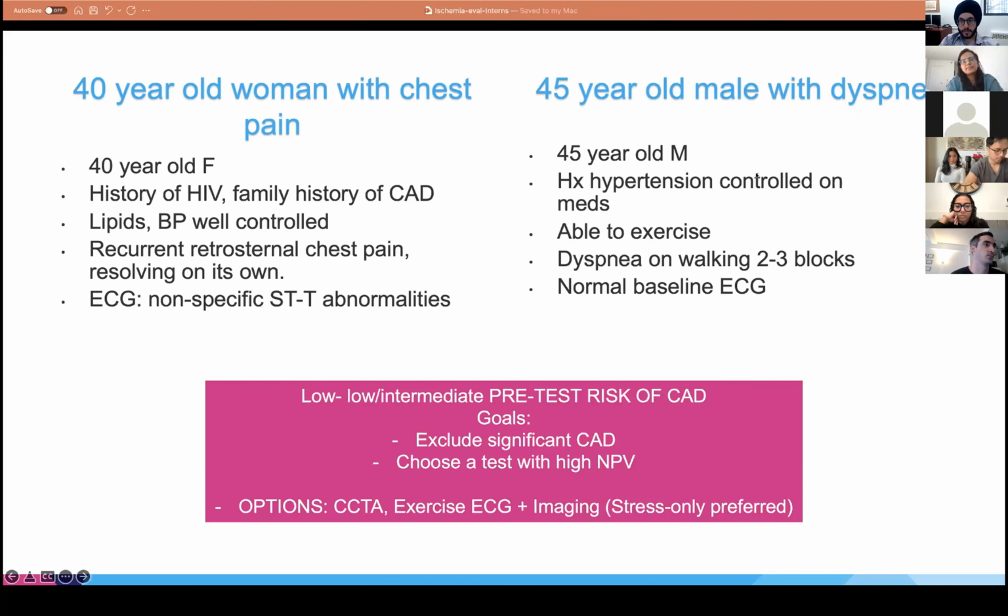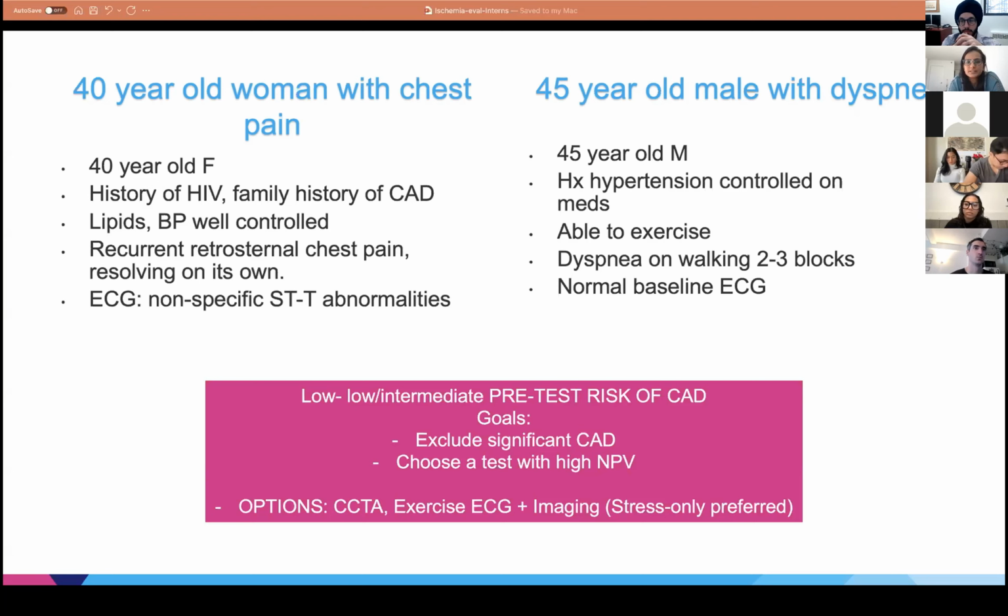And then on the right, you have another man, again young to middle-aged, a 45-year-old man. He has hypertension. He is able to exercise, but he's having dyspnea on walking a few blocks. You do a baseline ECG and it's normal. So these two patients, I would say, are on the low range in terms of the pretest likelihood of coronary artery disease, or maybe low to intermediate. And my goal of testing in these patients is to make sure that this is not significant coronary artery disease, so I want to choose a test with high negative predictive value.